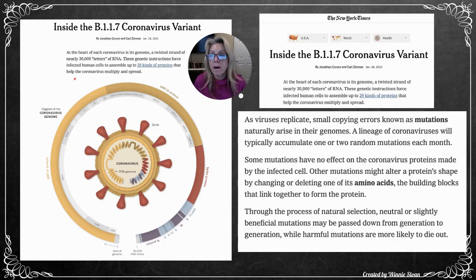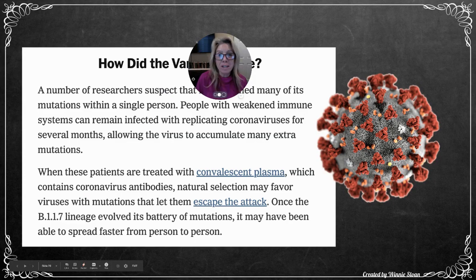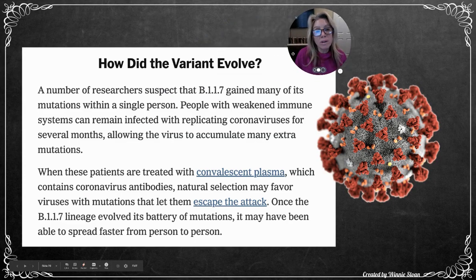There are about 30,000 letters. Now, you and I know what those are. Those are nucleotides, right? And they assemble 29 different kinds of proteins. So the mutations that they're concerned about are changing that spike protein. These mutations come about randomly. They could be selected for based on drugs that we are giving people.